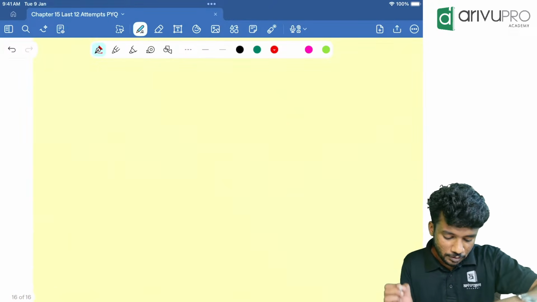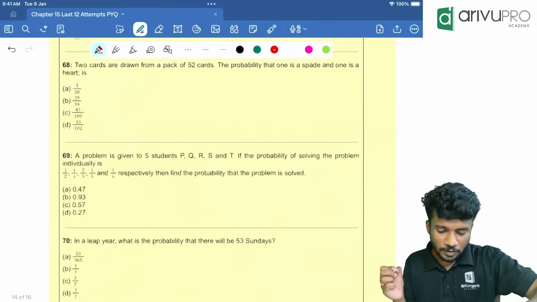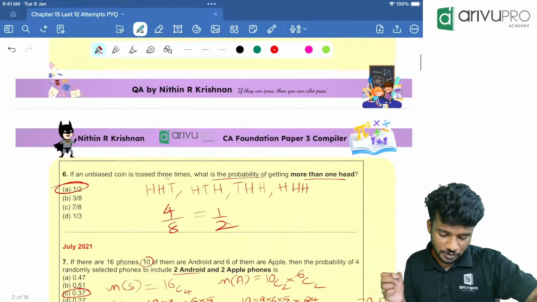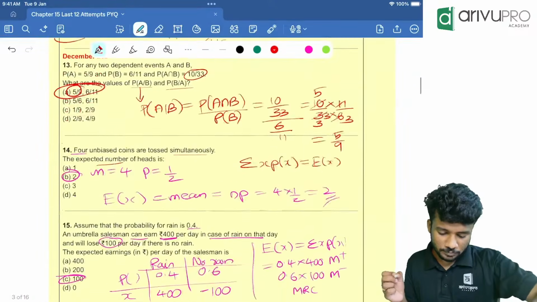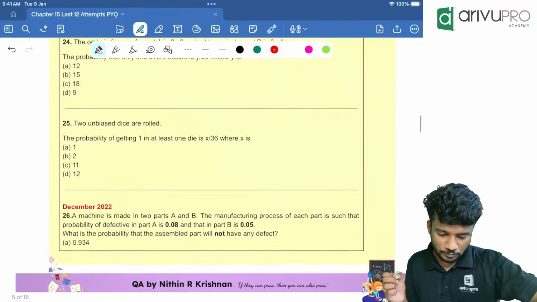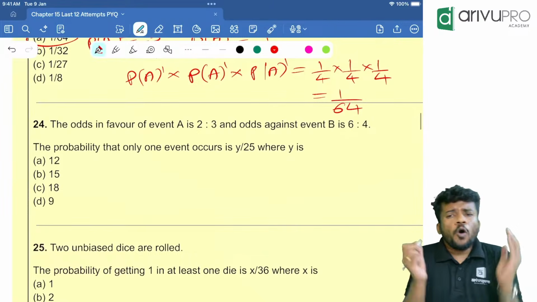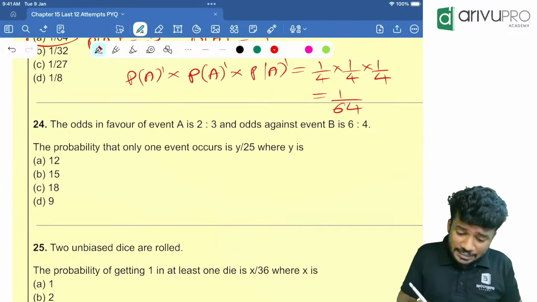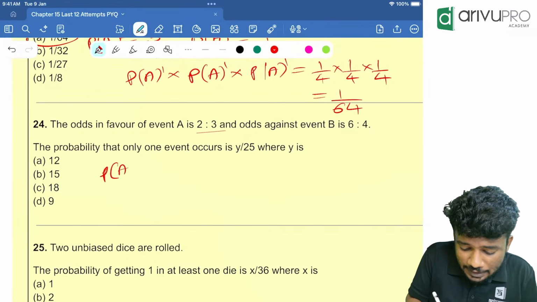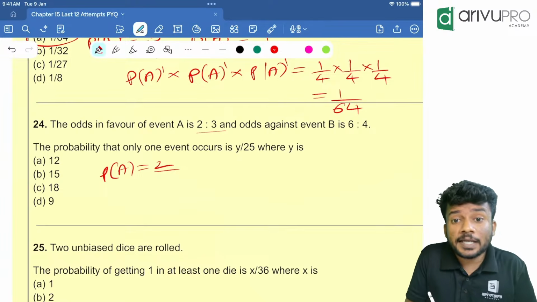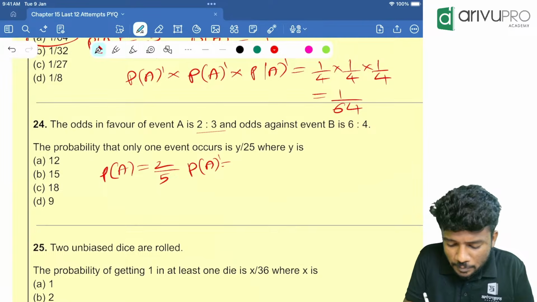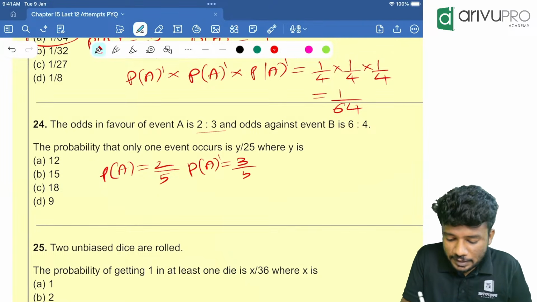Another question based on odds in favor. Okay. I think it's odds against over here. Let me see. Yes, here. So the odds in favor, okay, favor only. Odds in favor of an event A is 2 by 3. That means P of A is equal to how much? 2 divided by 2 plus 3, that is 5. So P of A complement will be how much now? 3 divided by 2 plus 3, that is 3 by 5.